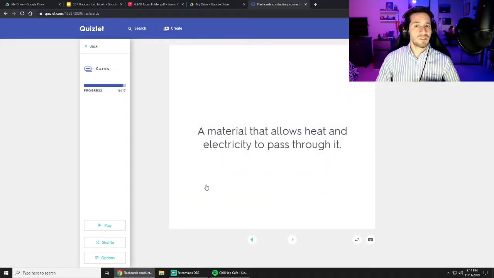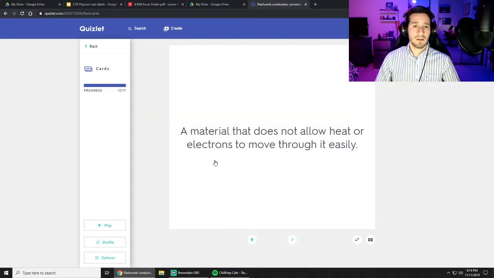A material that allows heat and electricity to pass through it is a conductor material, and mostly metals are the ones that we're going to be using to portray these types of examples. And last but not least, a material that does not allow heat or electrons to move through it easily, we call that insulators. Insulators pretty much stop the motion of those electrons and the thermal energy, and avoid the passing of it as easily as a conductor would.